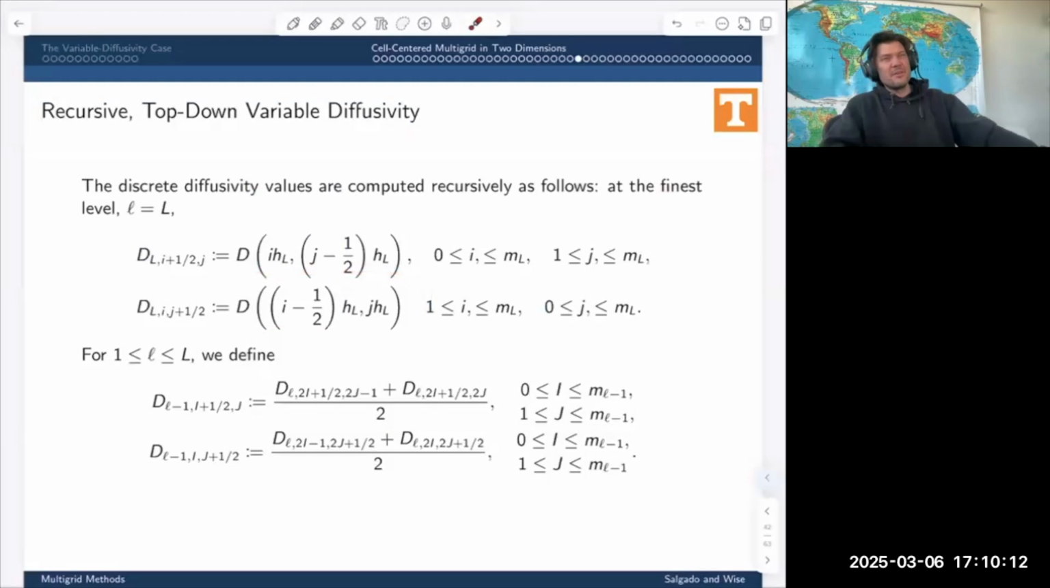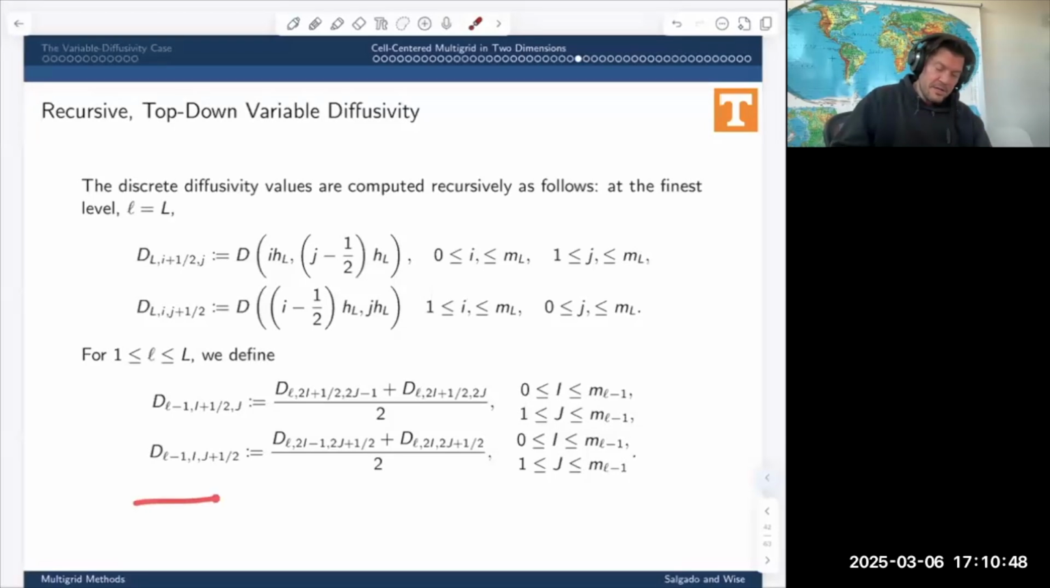Sometimes this is called a continuous to grid projection. You just pull in the points that are defined everywhere, and you're going to sample them at certain grid points. And you're projecting the continuous values into the grid. Now, for the lower levels, we have to define them recursively from the upper levels. Otherwise, if we don't do it like this, then the Galerkin condition is not going to hold.